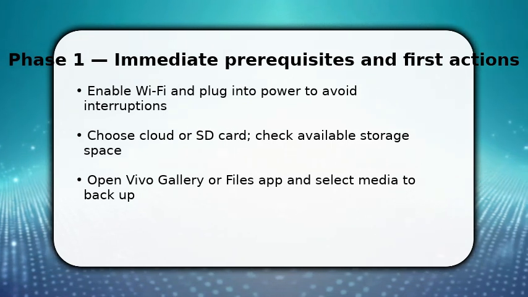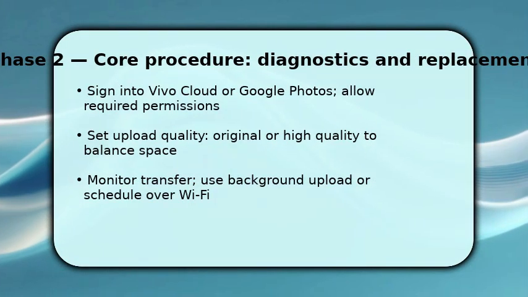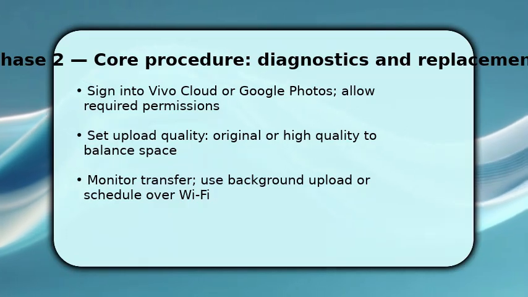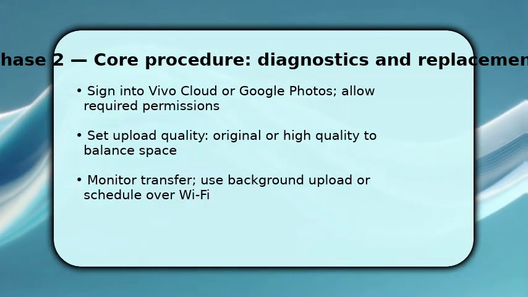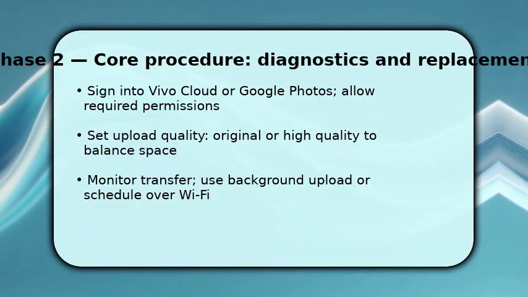You now configure the destination and start the upload. Sign into Vivo Cloud or Google Photos and grant permission to access media. This is required so the app can read files.